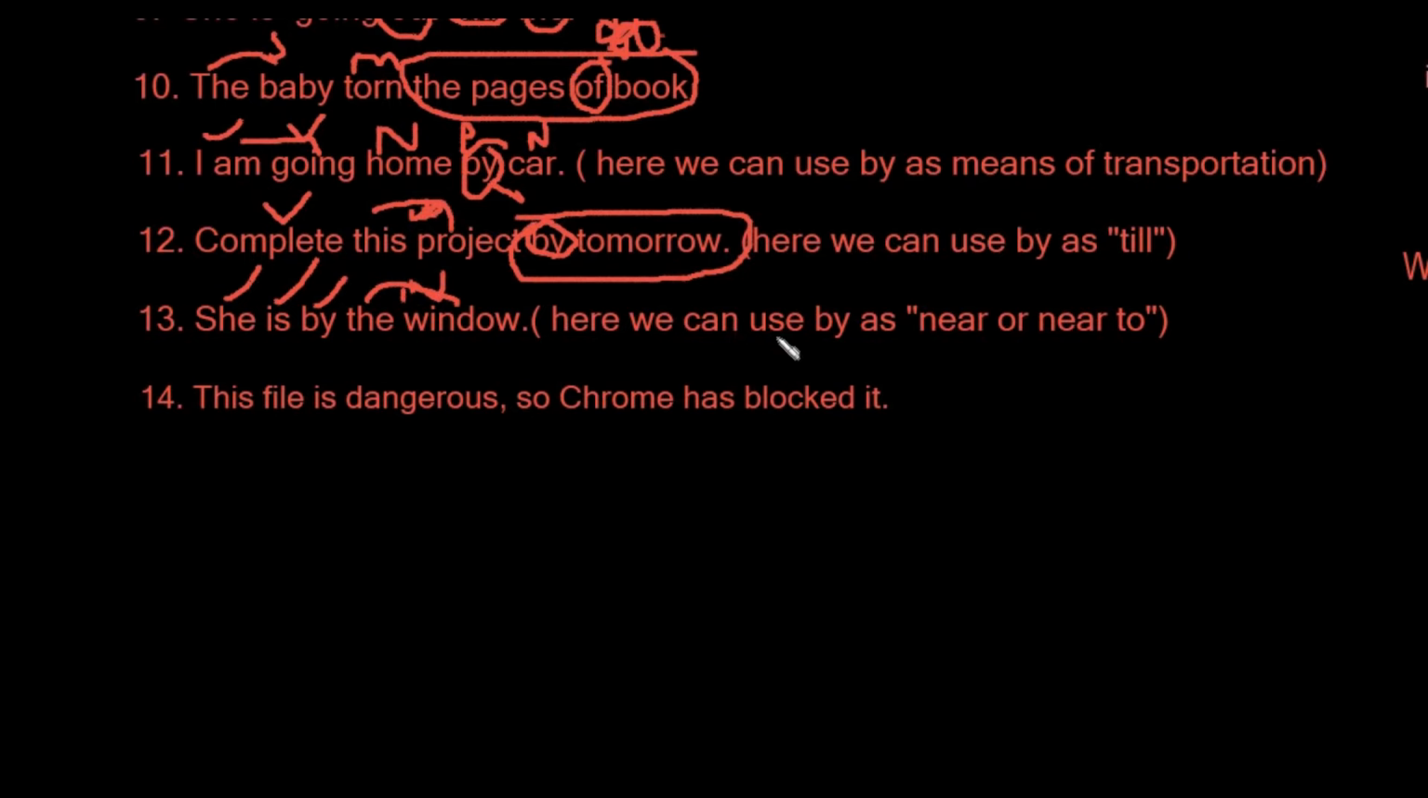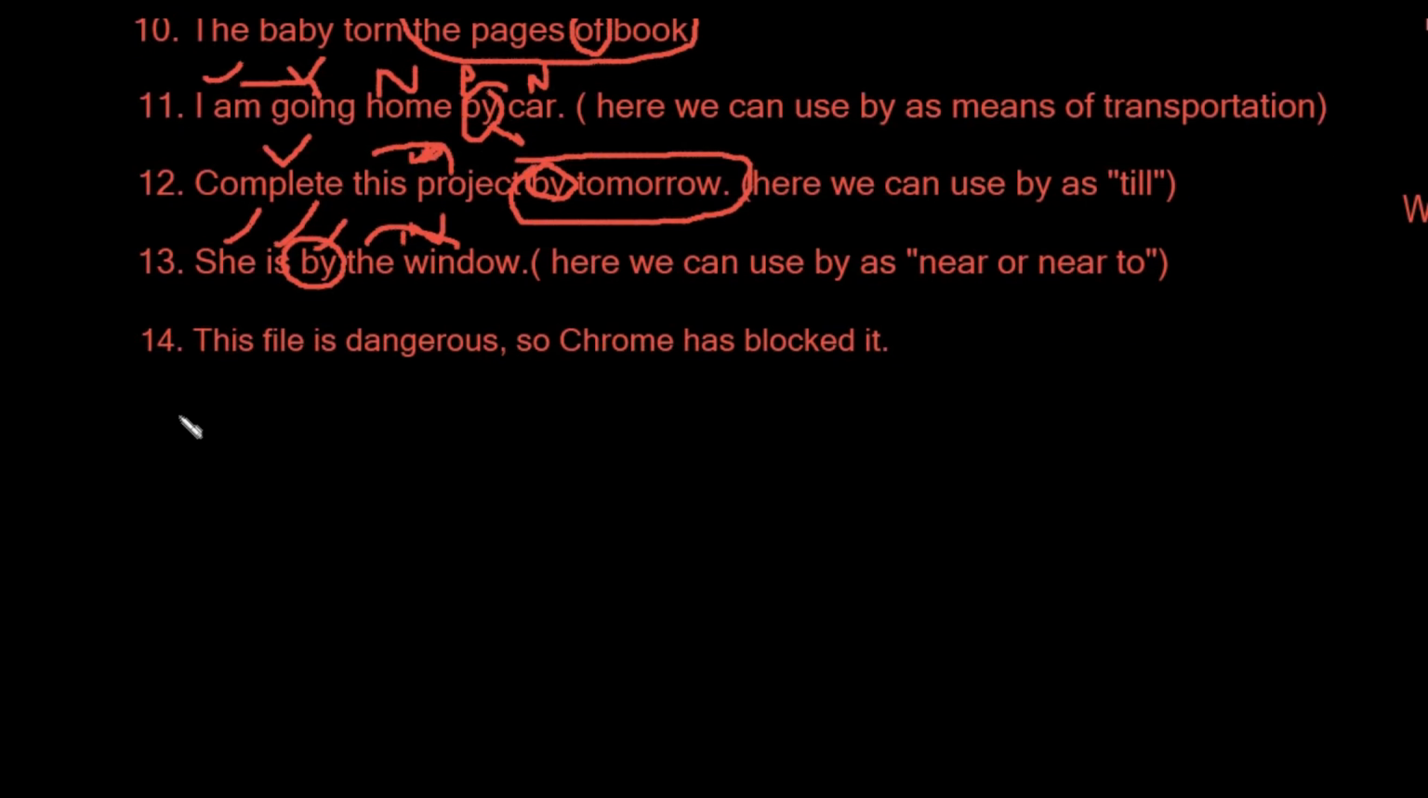So here we can use by as near or near to. Remember, sometimes we can use by like near. Something which is beside us, we use by for that. She is by the window, so it means she is near the window, or near to the window. It doesn't mean that it is showing us transportation, or a deadline. No, it is showing us something which is near. Okay, near to. So these are the three meanings of by.